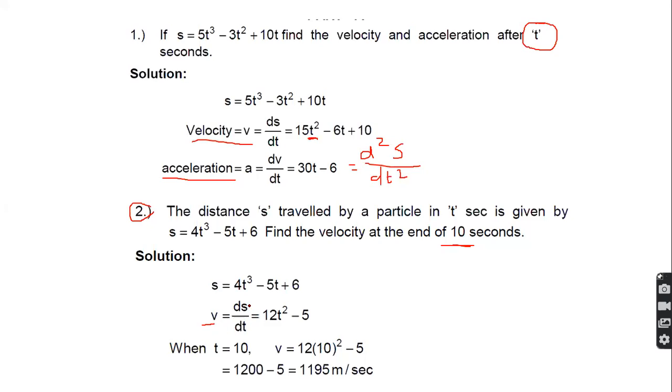That is the rate of change of displacement. If you differentiate, it is 4 into 3, 12, 12t square minus 5. So if you substitute t equal to 10, given that t seconds is there, you will get v equal to 12 into t square, 10 square, that means 100, minus 5. So 1200 minus 5 is 1195 meter per second.